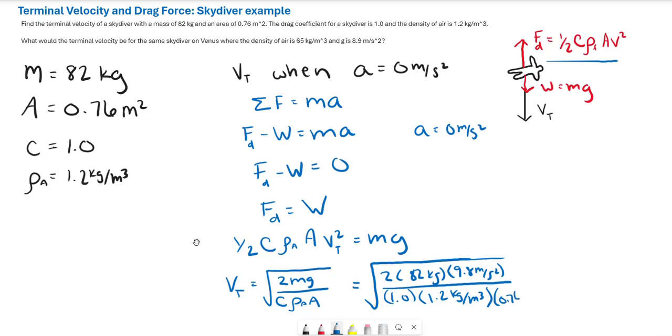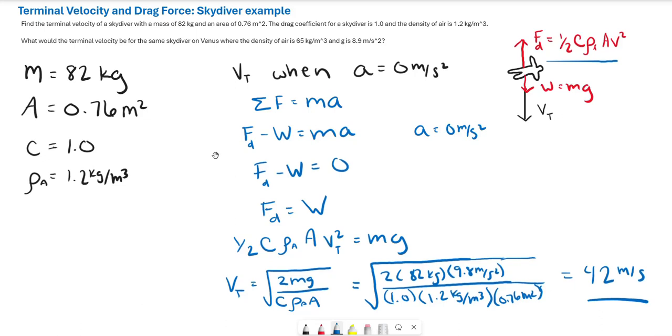That's 0.76 meters squared. And when we plug this into a calculator, we're going to get about 42 meters per second. So this is the velocity at which the person stops accelerating, and they're just going to keep falling at 42 meters per second until they either open their parachute or they hit the ground.